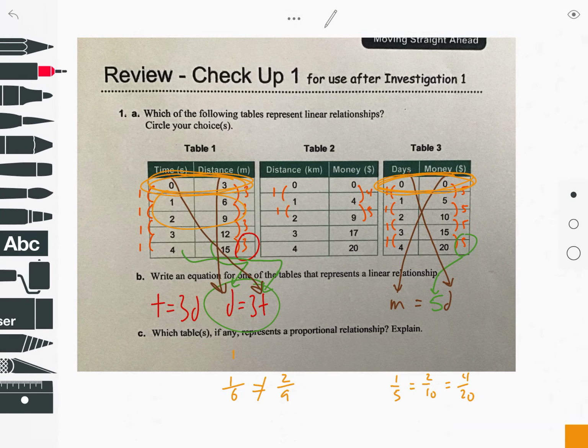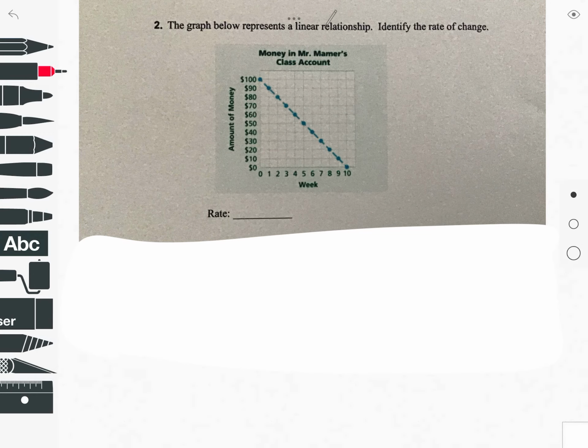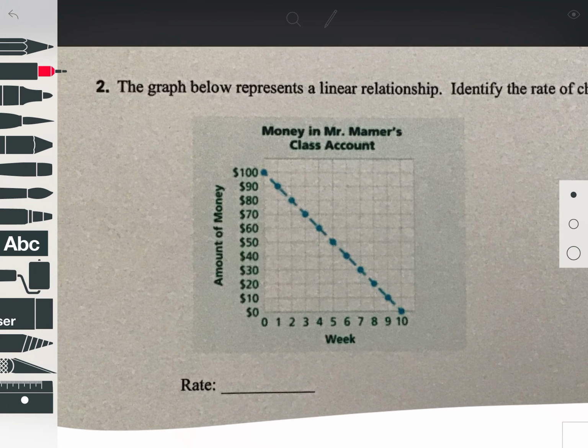Proportional. A couple things you want to look for. Is it proportional and is it linear? Let's look at this guy. This does represent a linear relationship because it does make a nice straight line. Let's use a color besides white.